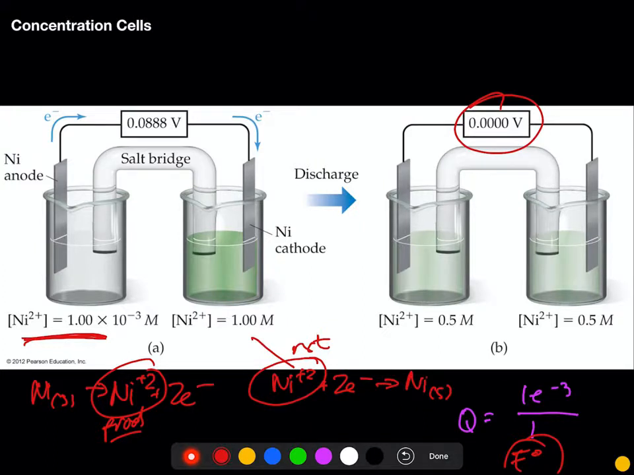Or we could say that the flow of electrons forward and the flow of electrons reverse are equal, so there is no net flow of electrons. And we'll see here that the colors of my two solutions are the same, which also indicates that obviously we've reached equilibrium. Does it make sense? So Nernst's equation is how a concentration cell is built. Make sense?